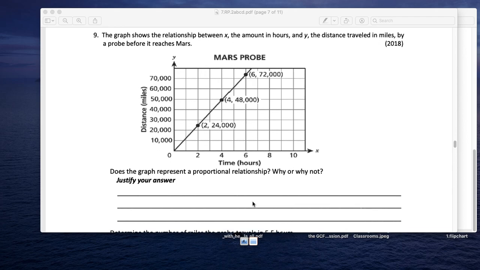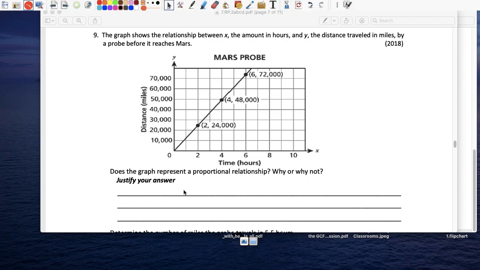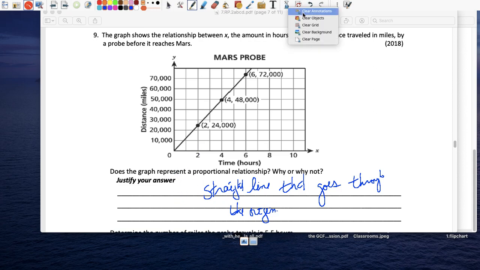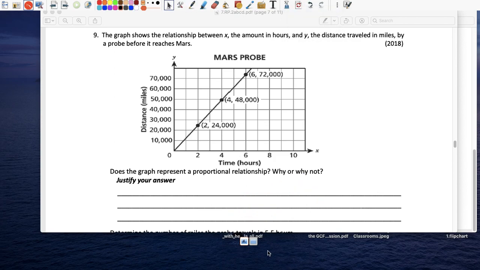The graph below shows the relationship. Okay, it's proportional, of course. We can see it. Is it proportional? Yes, it is. Again, you can write that it's proportional because it's a straight line that goes through the origin. That's it. That's simple, and that would have gotten you full points.